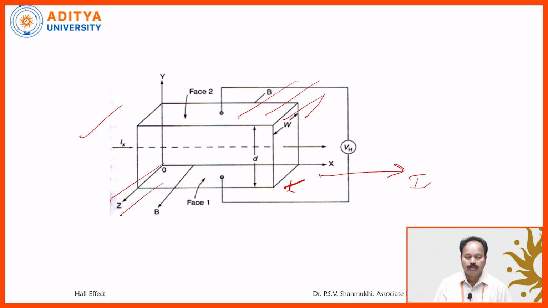Once again coming to the definition, when a current carrying semiconductor slab is subjected to a transverse magnetic field, then voltage is developed perpendicular to both current and magnetic field directions. That developed voltage is called Hall voltage and the phenomenon is called Hall effect.